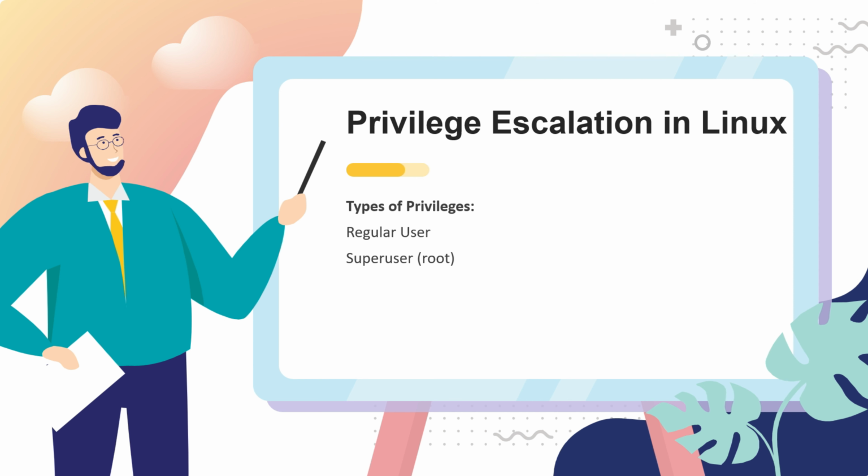A standard user typically has limited permissions and access rights on the system, which is our regular user. And the second one is the super user, which means root. A super user or root has unrestricted access to all files and commands on the system, and they can perform any administrative task, including modifying system files, installing software, and managing users and permissions.